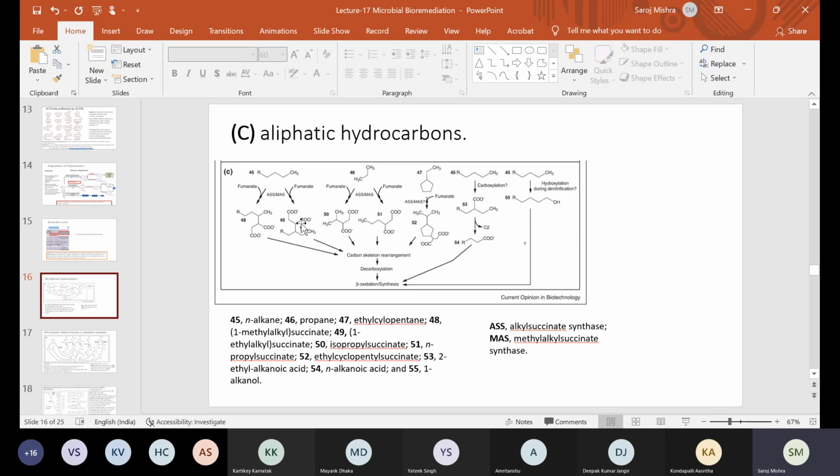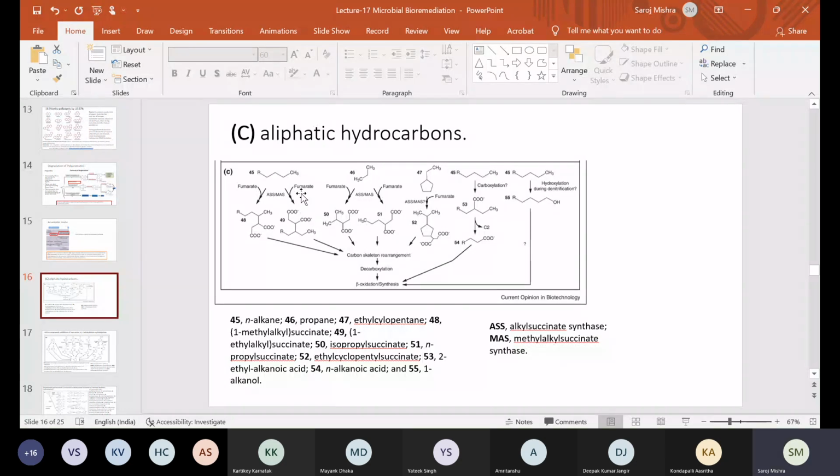Now, if you look at the first pathway, you have addition of fumarate right here, and you see the resulting molecule at 48. This is called 1-methyl alkyl succinate. Please pay special attention to it, because you are expected to remember how such molecules are formed. There are only two or three ways in which they can be metabolized under anaerobic conditions. So is this clear to everybody? Addition of fumarate to this aliphatic hydrocarbon will result in the formation of this methyl alkyl succinate molecule.